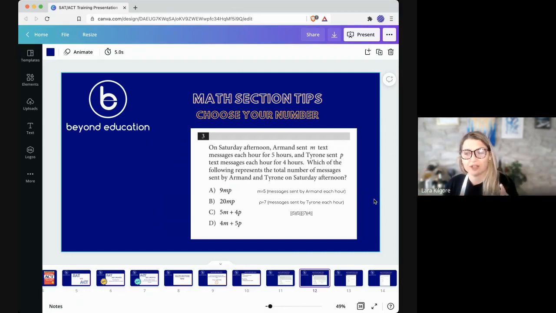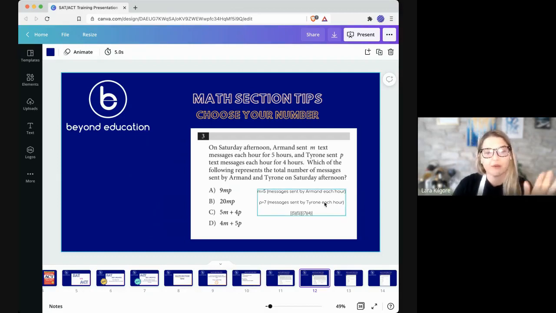5 and 7 are actually a little bit bigger. Usually I just go 1 and 2, but still relatively small. So let's just say that Armand sent 5 messages each hour for 5 hours, and that Tyrone sent 7 messages each hour for 4 hours. Which of the following represents the total number of messages?